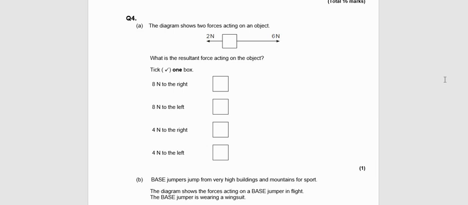Question 4. The resultant force we need to calculate by taking away the smaller force from the larger force, because they're acting in opposite directions. So the resultant force will be 4 newtons to the right. Another way of thinking about this is to say that forces in opposite directions cancel out.